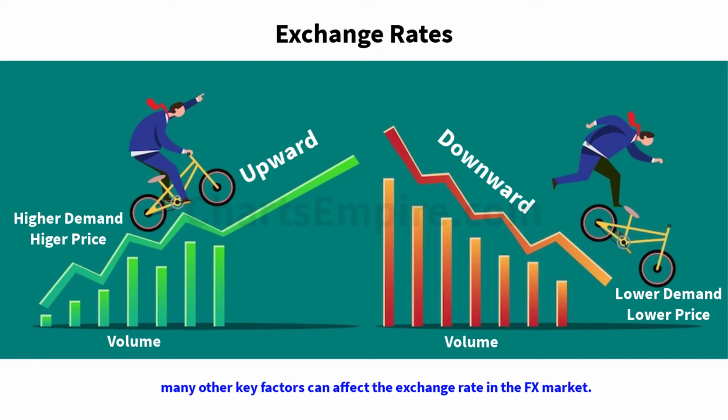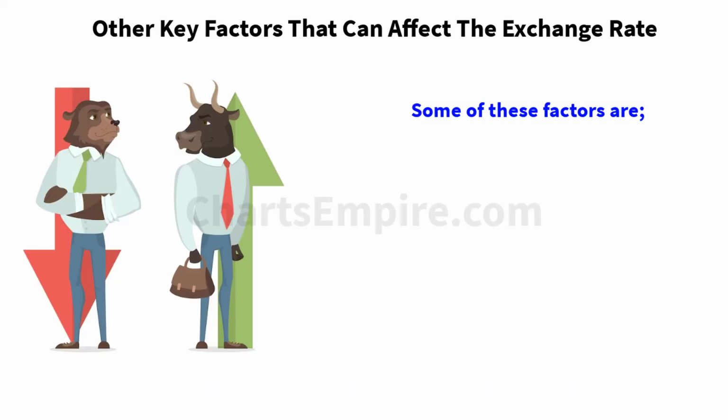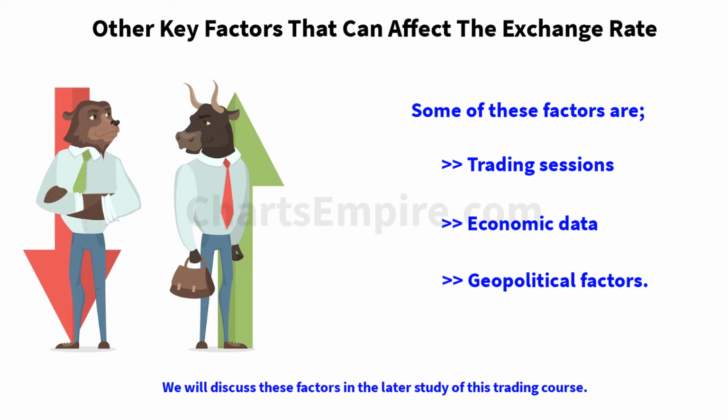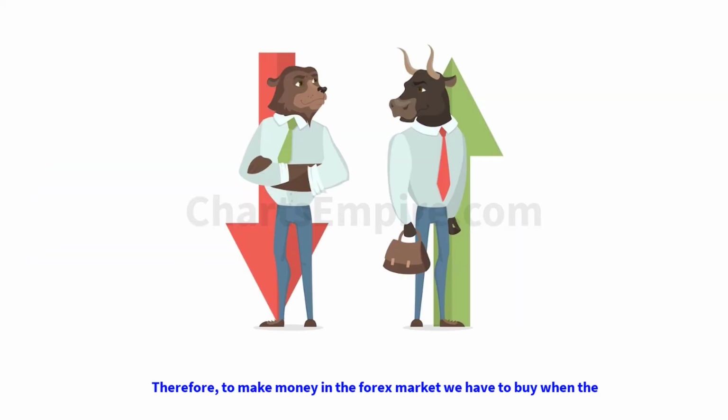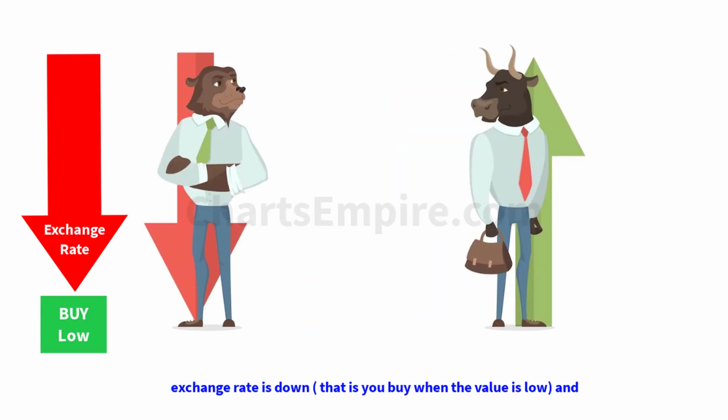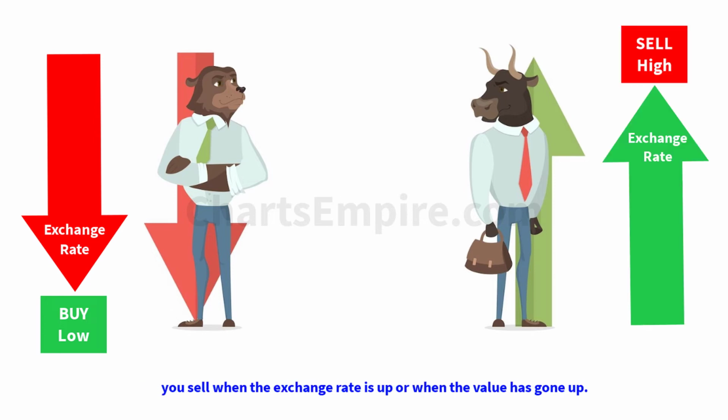Many other factors can affect the exchange rate in the FX market. Some of these factors are trading sessions, economic data, and geopolitical factors. We will discuss these factors in the later study of this trading course. Therefore, to make money in the forex market, we have to buy when the exchange rate is down. That is, you buy when the value is low, and you sell when the exchange rate is up or when the value has gone up. This is where the oldest rule in the investment world is derived, and it states: buy low and sell high.